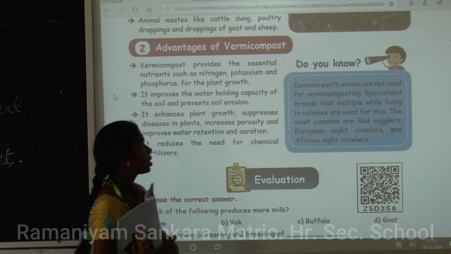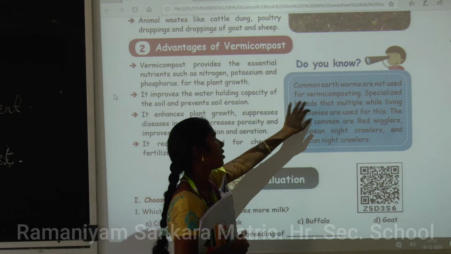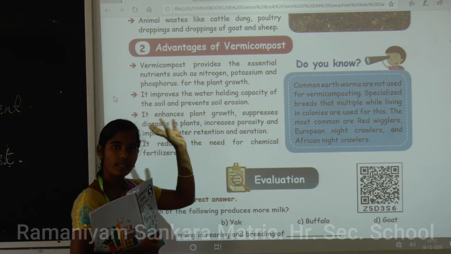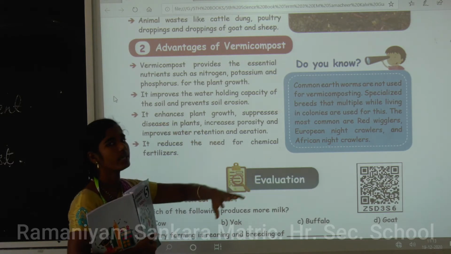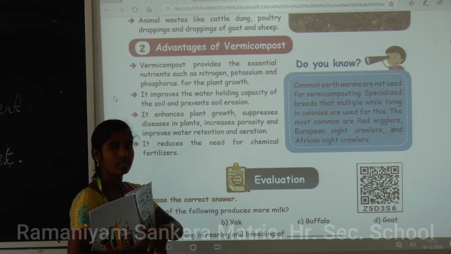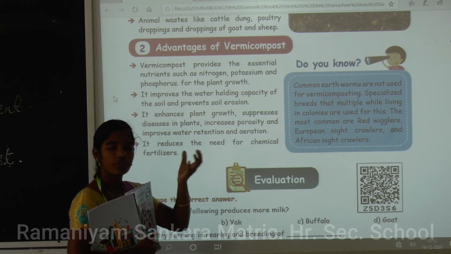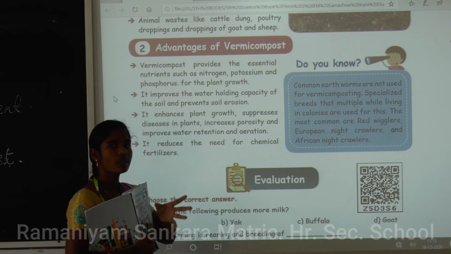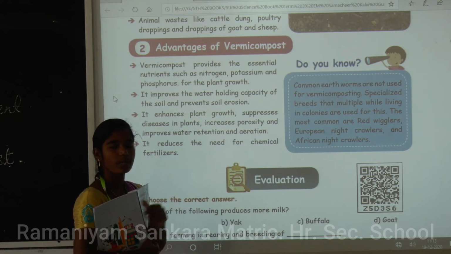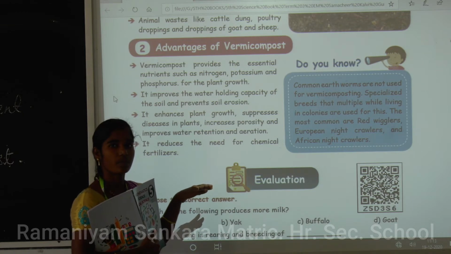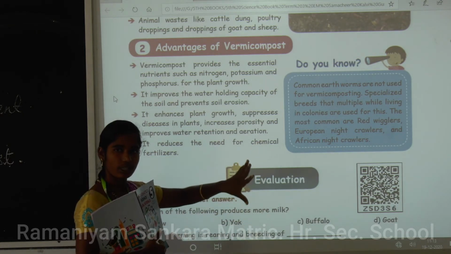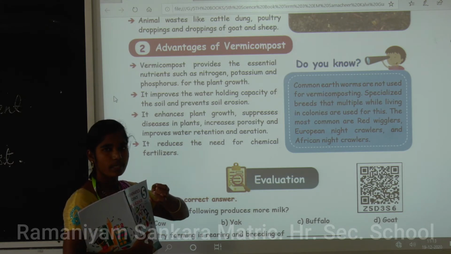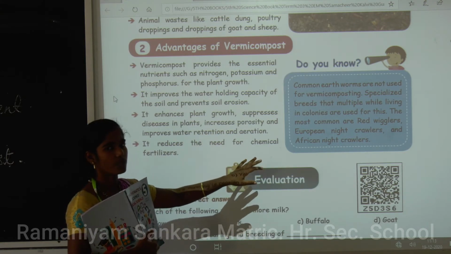Next, do you know, common earthworms are not used for vermicomposting. So vermicomposting சொல்லும்போது I told, using the earthworms they are changing the organic matter into a great fertilizer. ஆனா naturally மண்புழு எங்க வேணா பார்க்கலாம். Okay, some of the places we can see, but not all the earthworms, எல்லா earthwormsமே they won't be used for vermicomposting. இதுக்குன்னு தனியா specific earthworms are there. Okay வா, கூட்டமா வாழக்கூடிய specific earthworms only are used for the vermicomposting method.